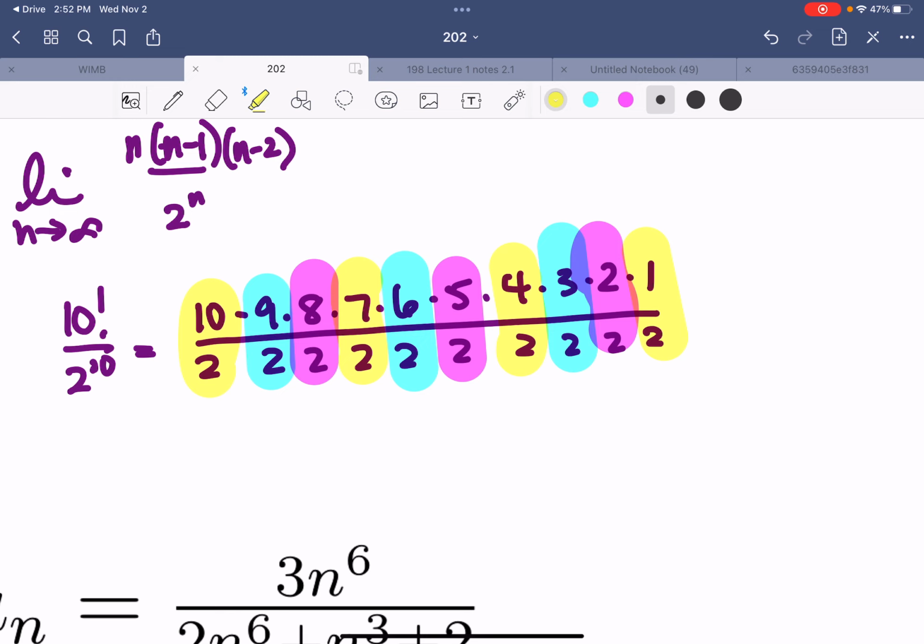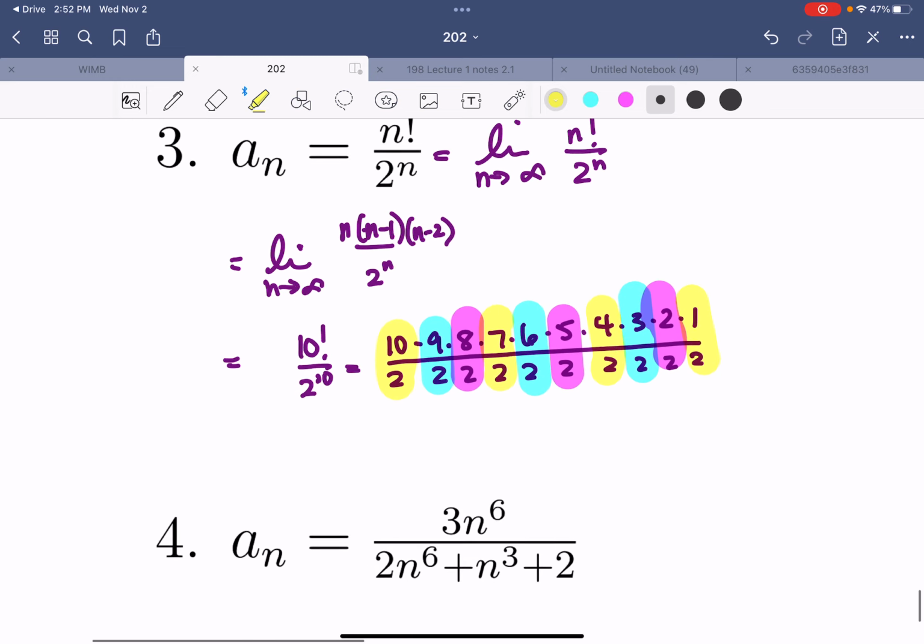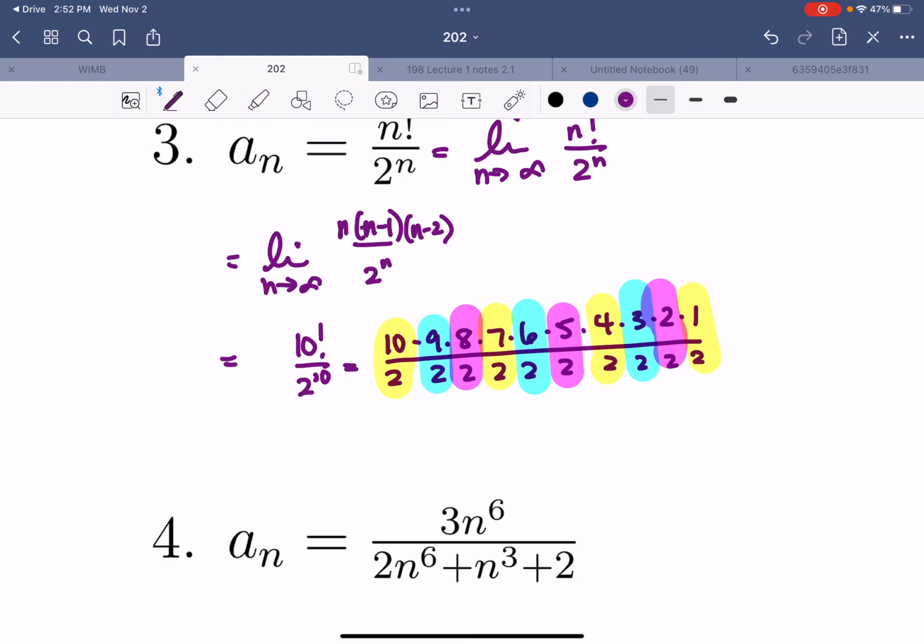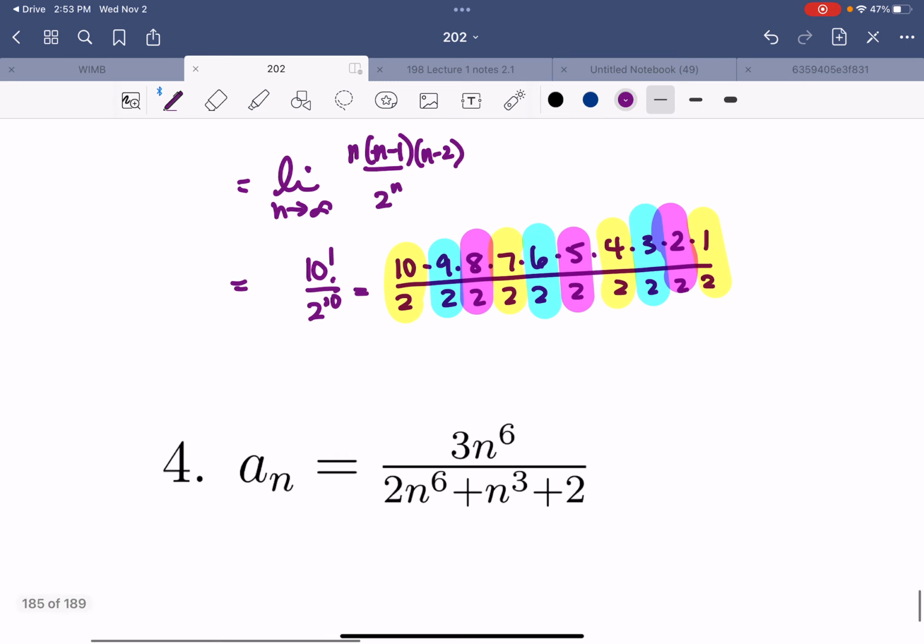So you're multiplying by large numbers over and over and over again. There is no way that this is going to be able to converge to some particular value, because if I add the next number, I'd add an 11 on top with a 2 on the bottom, and I'm multiplying by 5.5. And so that's going to get larger and larger each time. So that's going to go to infinity, and it's going to diverge.